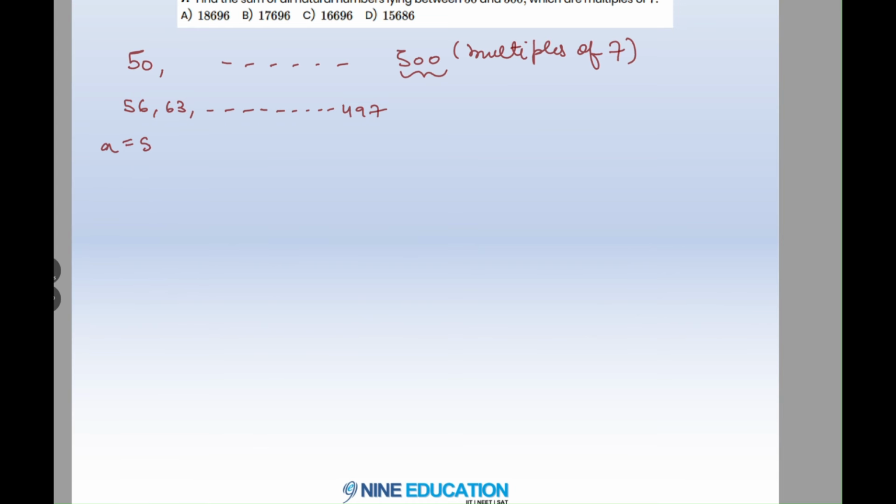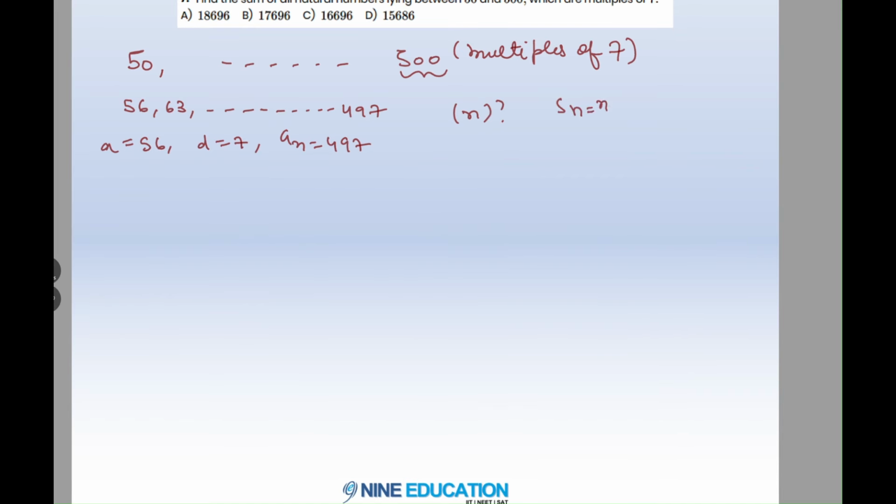The sum of the natural numbers lying between 50 and 500, and we want multiples of 7. Multiples of 7 between these are 56, 63, and so on, and the last multiple will be 497. We want the sum of all natural numbers lying between. A is equal to 56, D is equal to 7, and the last term is 497. What we require is n.